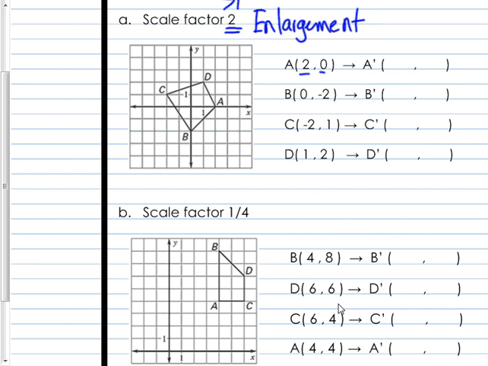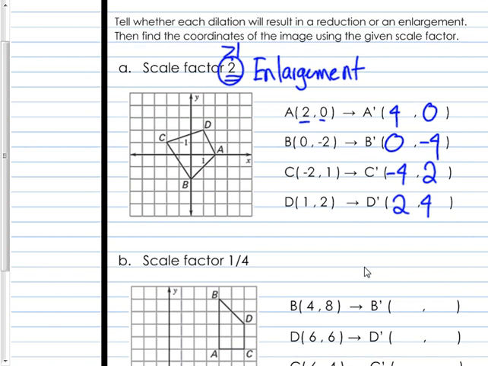So our scale factor is 2, so 2 times 2 is 4. 0 times 2 is still 0. 0 times 2 is 0. Negative 2 times 2 is negative 4. Negative 4 and 2, 2, and 4. Okay? And our directions did not say to graph it, so we found the coordinates.